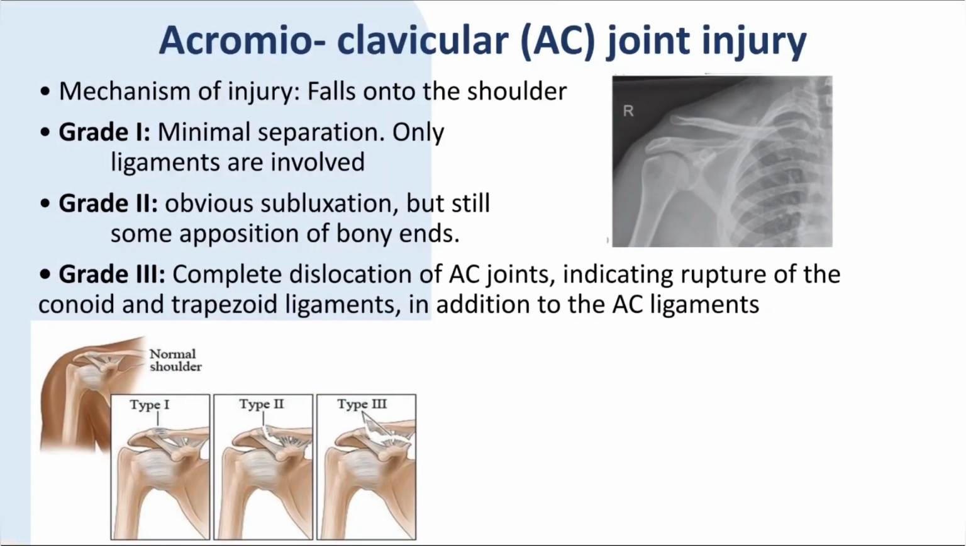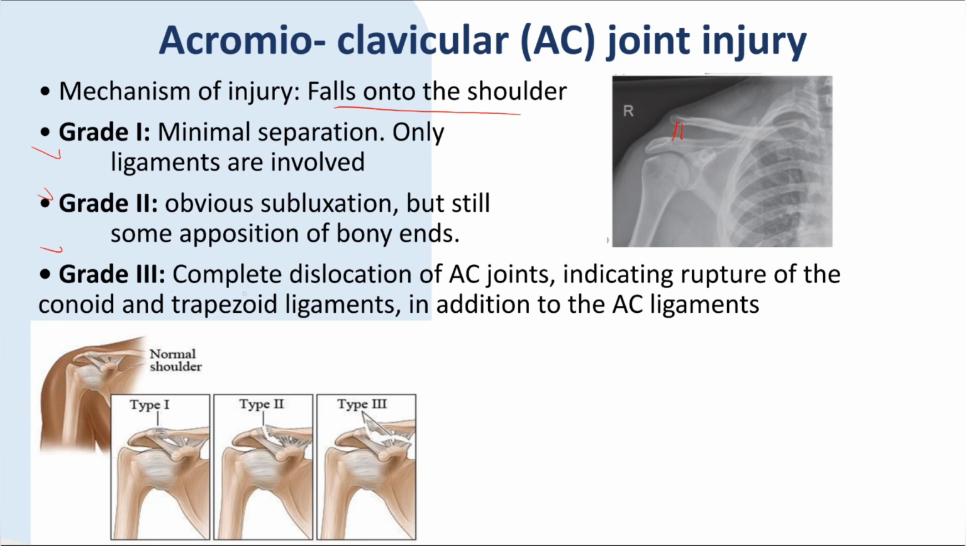Acromioclavicular joint injury. The mechanism of injury of the acromioclavicular ligament is usually a fall onto the shoulder. It has different grades, grade 1, 2, 3, according to the displacement. In grade 1, it is minimal separation, only ligaments are involved. In grade 2, there is obvious subluxation, but there is still some opposition of bony ends.